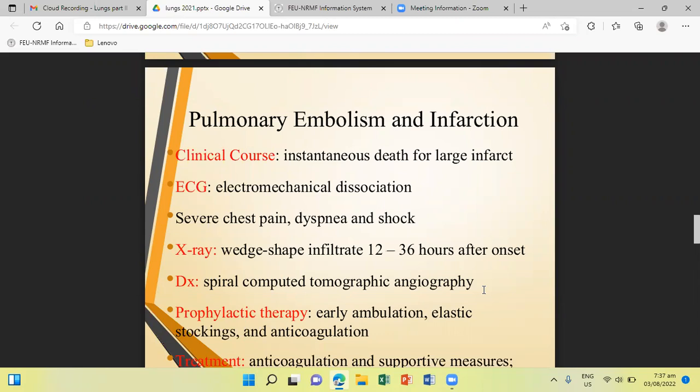Infarcts usually manifest as dyspnea, tachypnea, fever, chest pain, cough, and even hemoptysis. Findings on the chest radiograph may be variable. It can be normal or disclose a pulmonary infarct, usually between 12 to 36 hours after it has occurred, and this will usually appear as a wedge-shaped infiltrate.